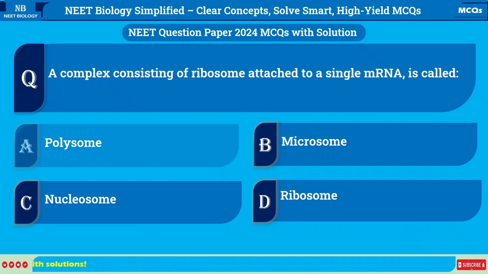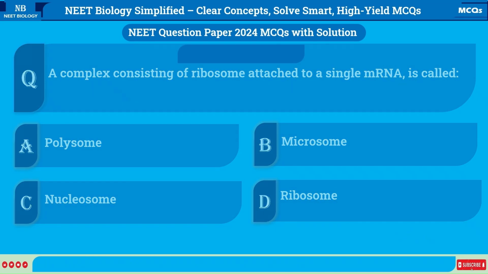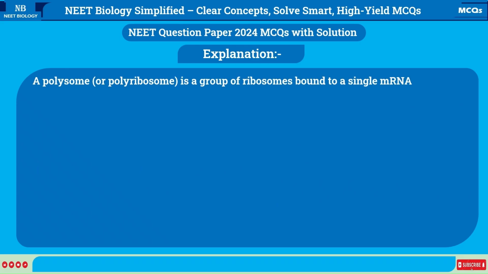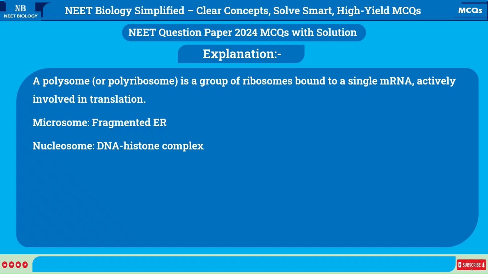Correct answer is A. Polysome. Explanation. A polysome, or polyribosome, is a group of ribosomes bound to a single mRNA, actively involved in translation. Microsome, fragmented ER. Nucleosome, DNA-histone complex. Ribosome, single unit, not complex.